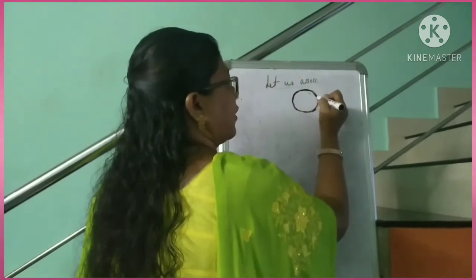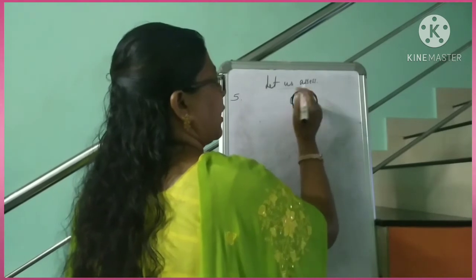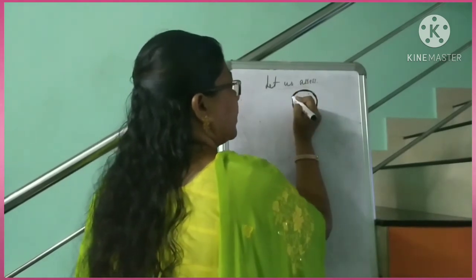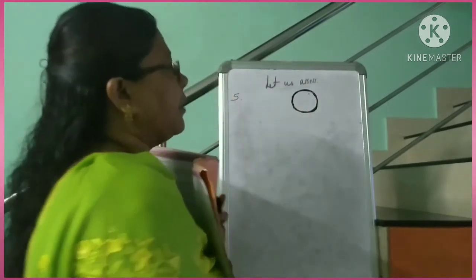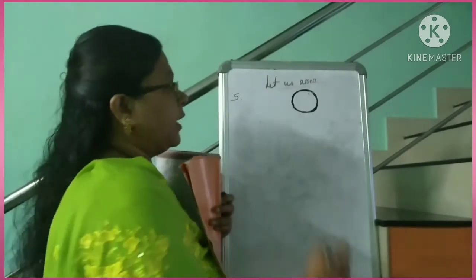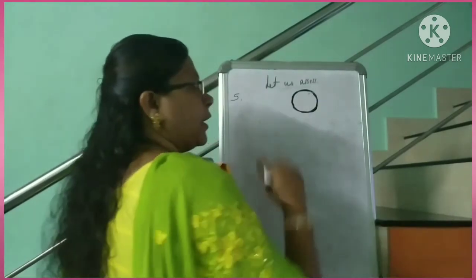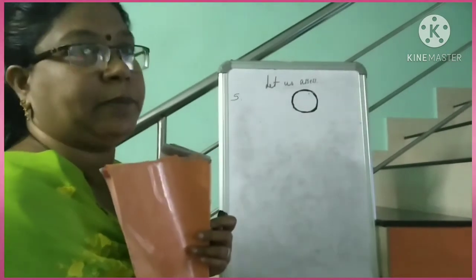And it is covered by an aluminium foil like this. So when it is covered by an aluminium foil, this aluminium foil behaves like a mirror. So what is the mirror obtained? Let this be the mirror. What is the mirror obtained here? Yes, the mirror obtained is a convex mirror.